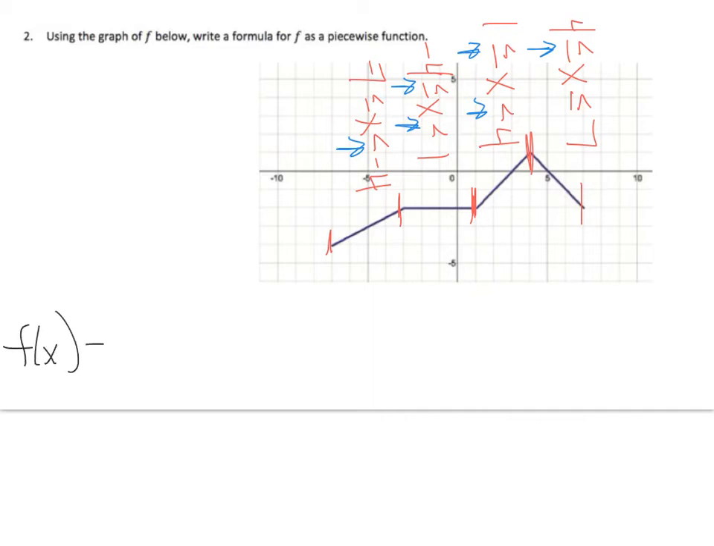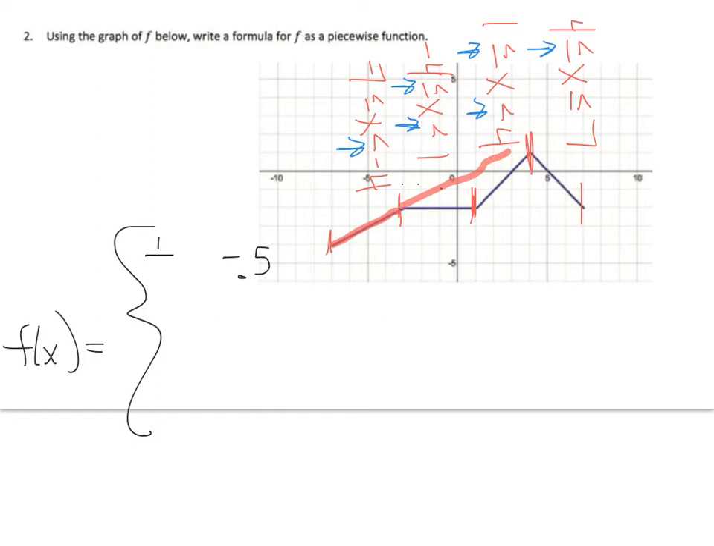Just like before, I do f of x equals and then a big bracket. So this first line right here, let's do that in red. That first line right there, if I continue it up, it looks like it's crossing the y-axis at 0.5. So that's my y-intercept, -0.5, and my slope is up 1 over 2.